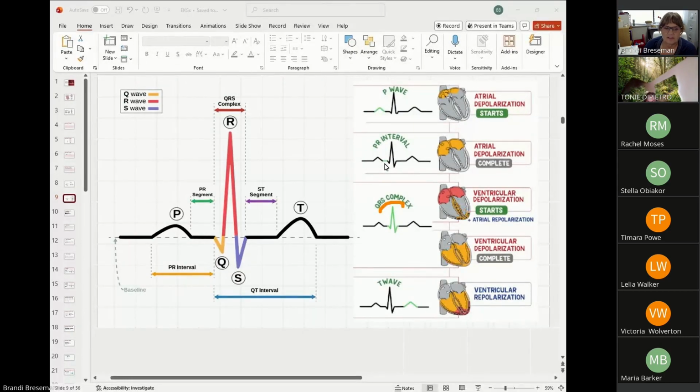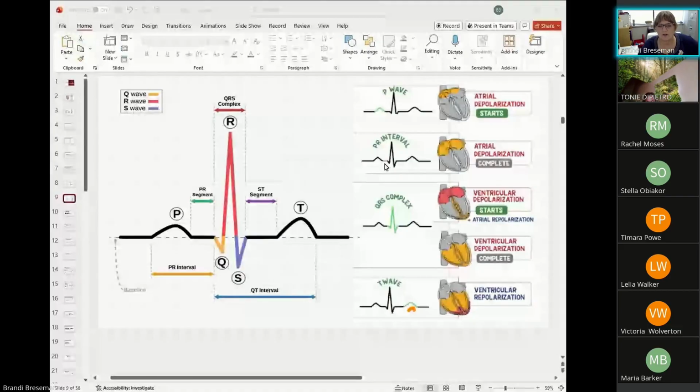And then the last segment is the T wave. So that's this segment right here. Okay. And the T wave is where we start getting repolarization or relaxation of the ventricles. So that's what's going on in the actual heart. That's what each of these things is telling us about what's going on in the heart.